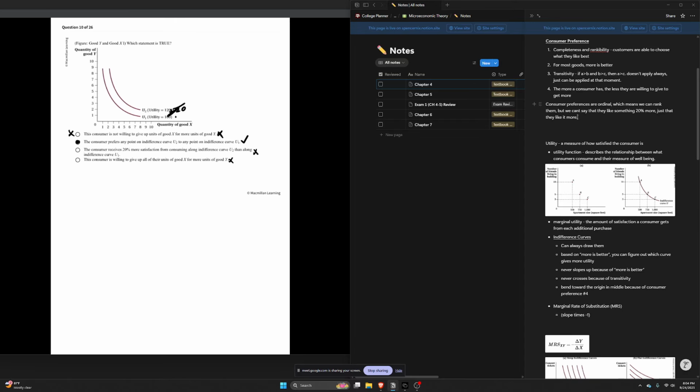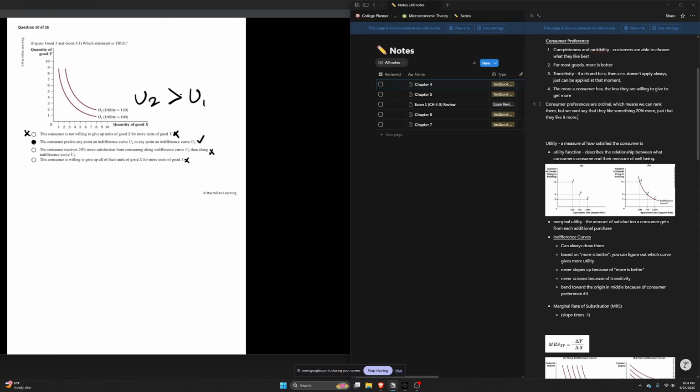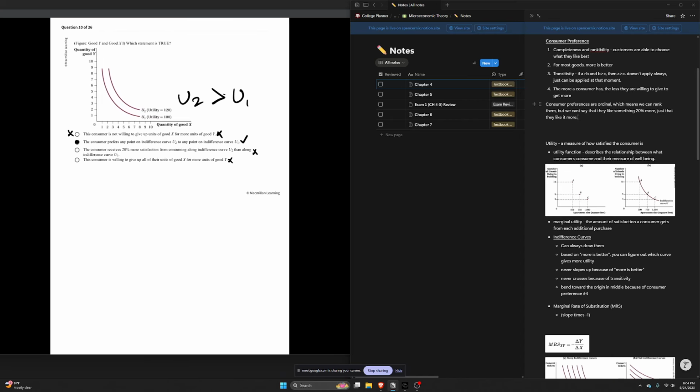So we can say that they're going to be happier at U2 than U1. So we can say that this is greater than this, but we can't say that this is greater by 20% or some specific number. We can just say that this is better than this, which brings us back to answer choice 2. The consumer prefers any point on indifference curve U2 to any point on indifference curve U1. That will always be true. All right. Again, no formula there. So just know how utility works and make sure you don't get tripped up on the 20% thing.